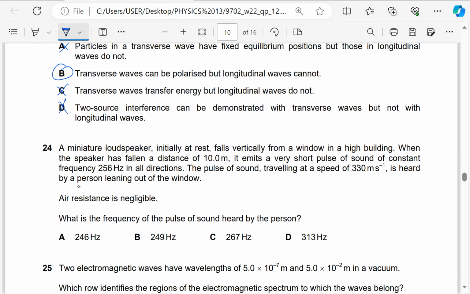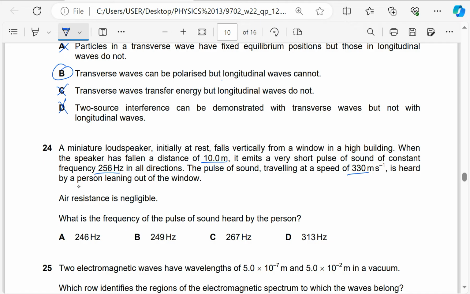A miniature loudspeaker initially at rest falls vertically from a window in a high building. When the loudspeaker has fallen a distance of 10 meters, it emits a very short pulse of sound of constant frequency 250 Hz in all directions. The pulse of sound, traveling at a speed of 330 m/s, is heard by a person leaning out of the window. Air resistance is negligible. What is the frequency of the pulse of sound heard by the person?